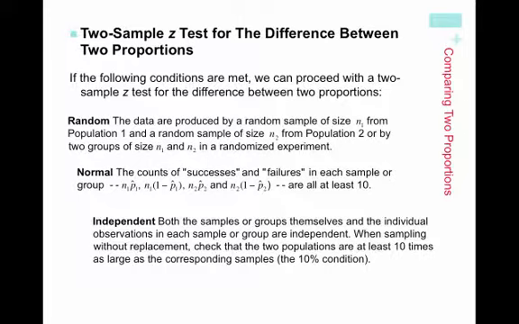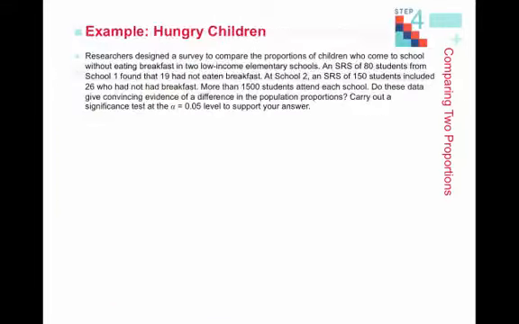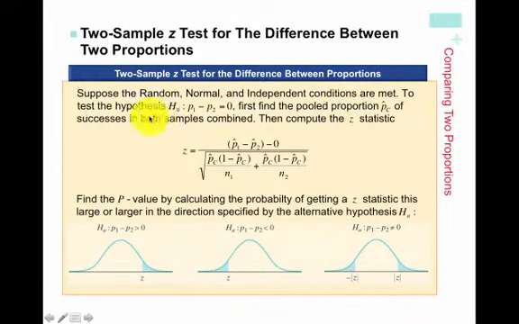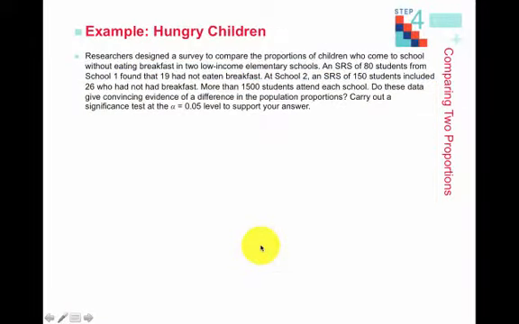So summing this all up, suppose our conditions are met and we have our null hypothesis, the difference of proportions is 0. First we find the pooled proportion, then we compute the z-statistic, and we find the p-value the same way we did with one-sample z-tests. So let's do a couple examples. We're going to do this one by hand. We're going to do the next one with a calculator, and we're going to get through this and move on to means in the next section.